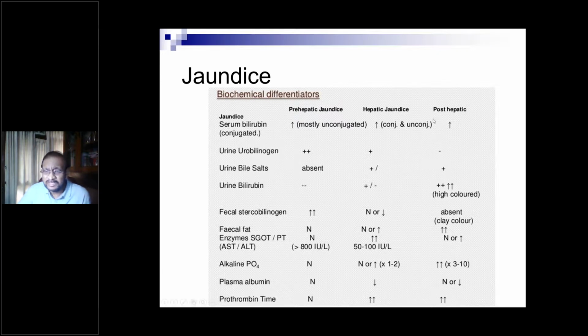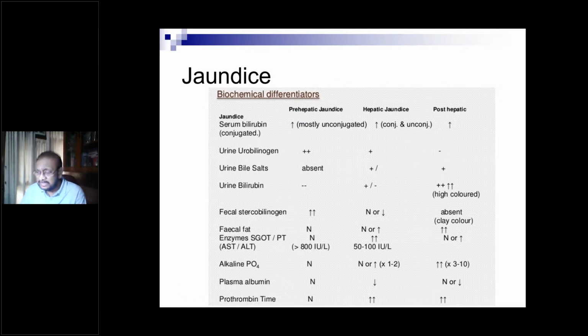Because we already talked about obstructive jaundice, we already said that the urobilinogen will be absent, because it is not being formed at all. Serum conjugated bilirubin is raised. The urine bilirubin appears, high colored, conjugated. So fecal stercobilin is absent. That's why you get a clay colored stool.